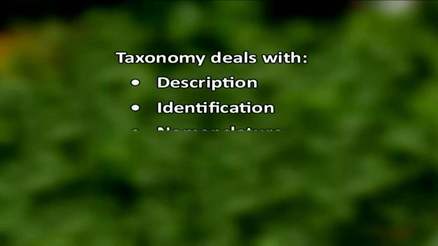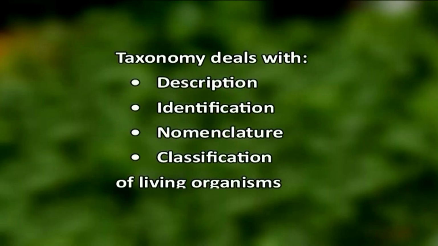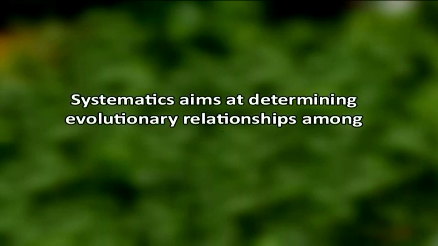In biological systems, we often talk about taxonomy and systematics. Taxonomy deals with description, identification, nomenclature and classification of living organisms, whereas systematics aims at determining the evolutionary relationships among these organisms. There are different systems of classification differing from each other with respect to the criteria for classification or in the methods used for the purpose.